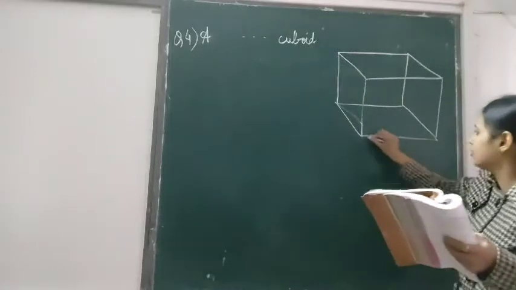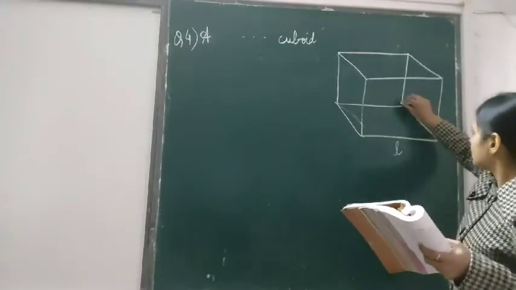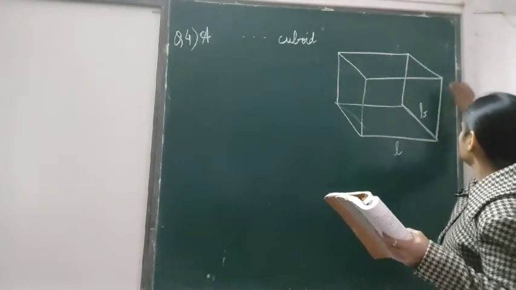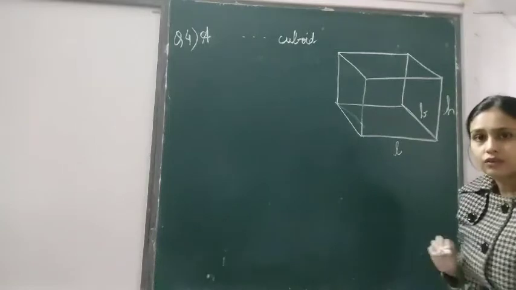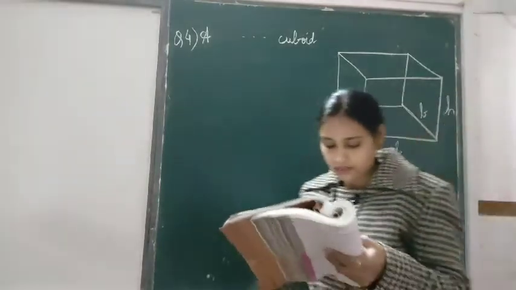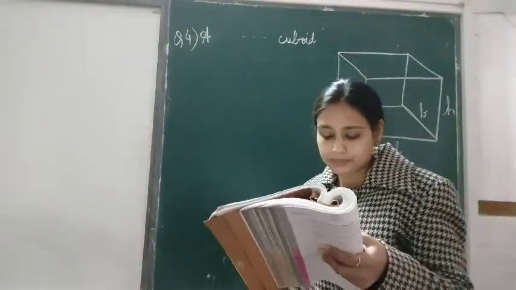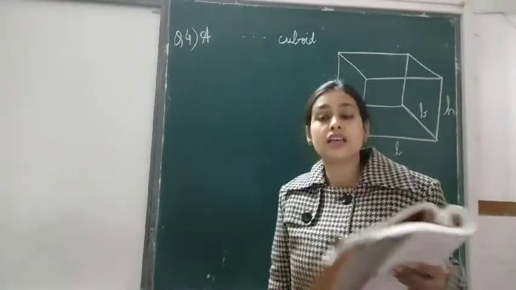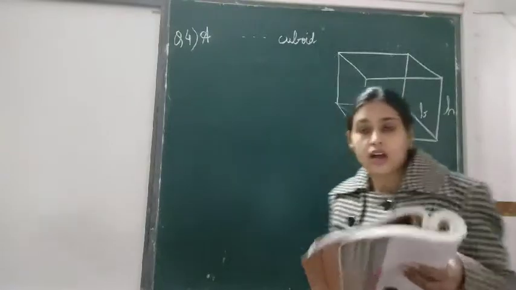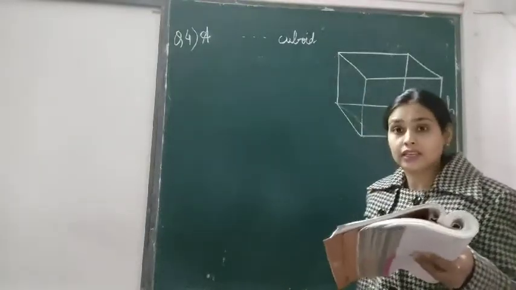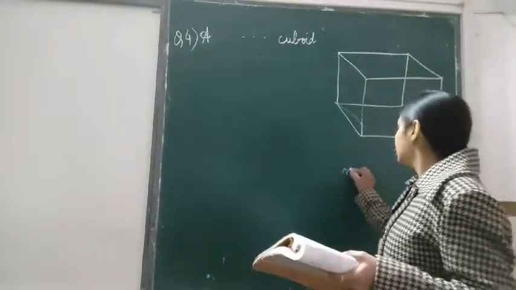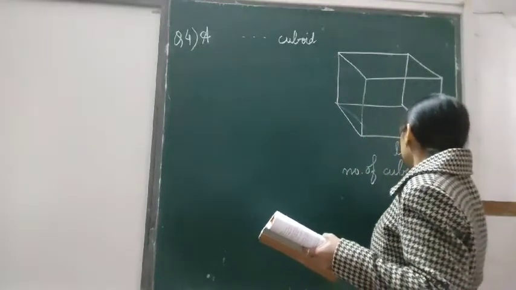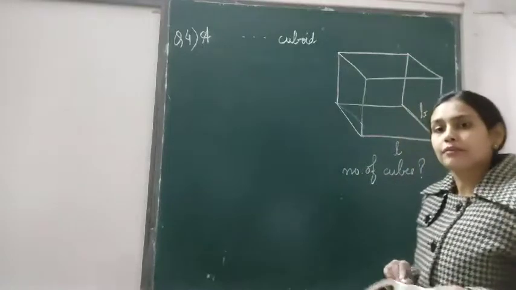This is the length, this is the breadth, and this is the height. Okay, whose length, breadth and height are given. How many small cubes with side 6 centimeters, how many in number? So we have to find the number of cubes.